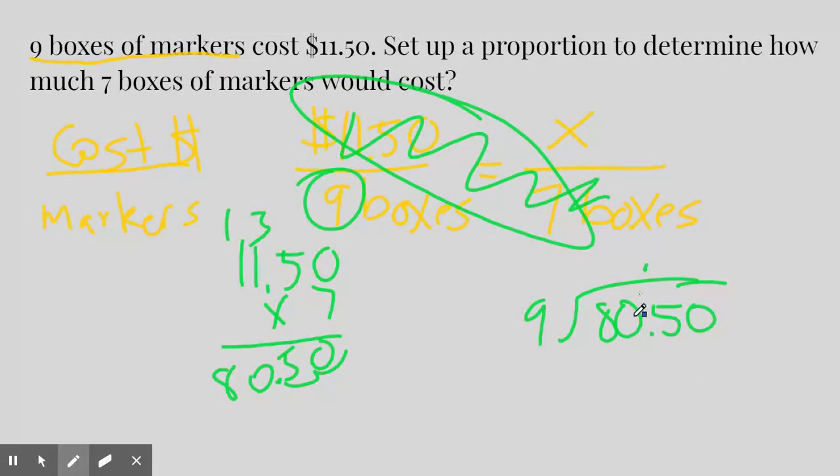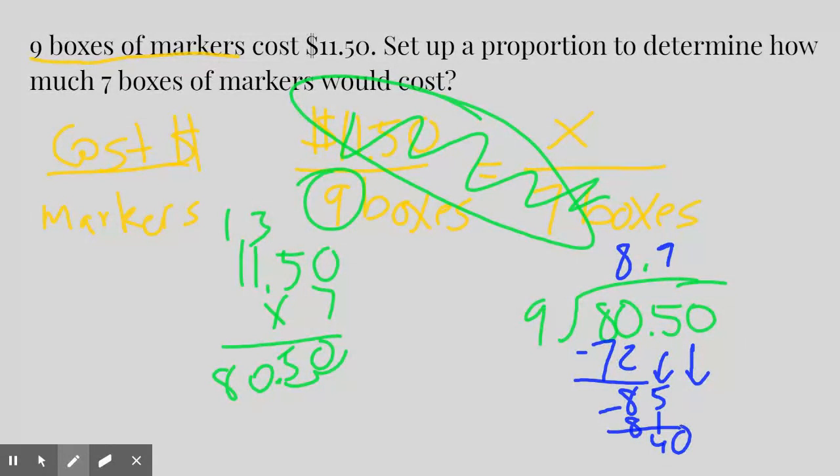So I know 9 can go into 80 8 times. Don't forget, you should have brought that decimal up in the beginning. I know 9 can go into 85 9 times. I know 9 can go into 40 4 times. So since we're talking about money, we may have to keep going on. 4 left over, add a 0, bring it down. 9 can go into 40 4 times.